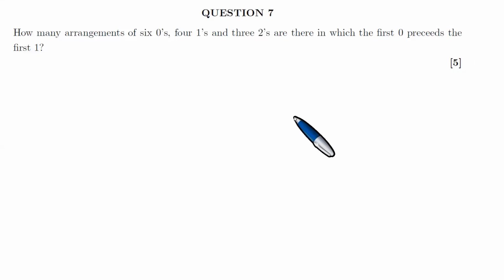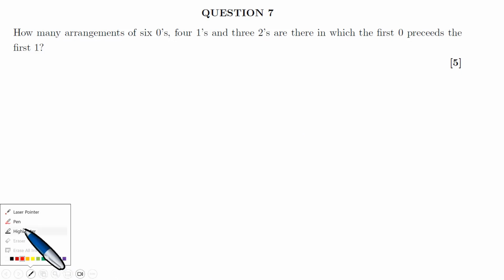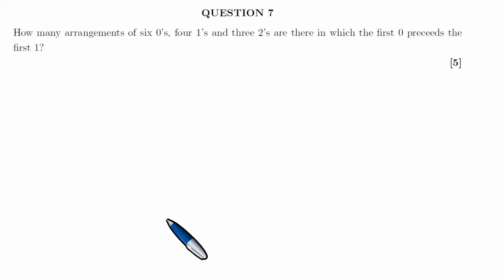Okay, we're beginning our discussion and we focus on a wide range of things, but most importantly, we're going to look at arrangements of objects. In this case, we're looking at the arrangement of 6 zeros, 4 ones, and 3 twos. How many arrangements of the 6 zeros, 4 ones, and 3 twos are there in which the first zero precedes the first one?